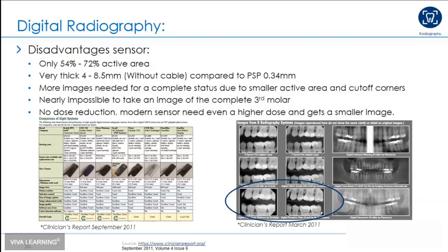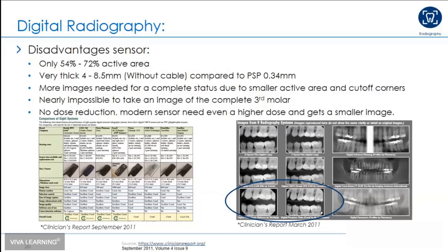You'll need more images to take a complete view of the area because there's a smaller active area and you get cut off corners. It's also nearly impossible to take a complete image of a third molar using a rigid sensor, unless you're going down their esophagus at the same time. There is no dose reduction. The modern sensors need actually even a higher dose and get a smaller image.